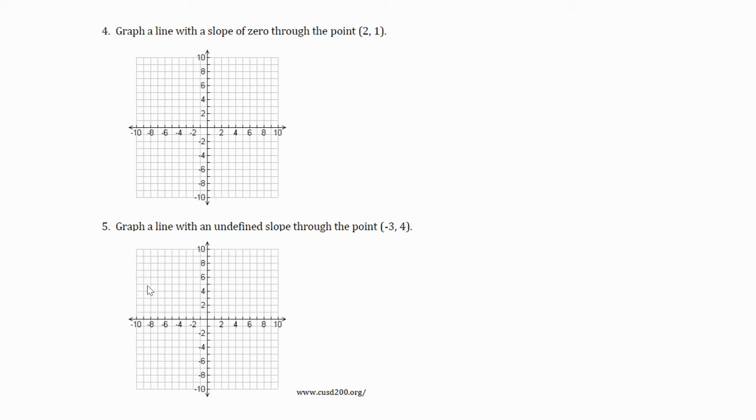All right, it says graph a line with a slope of 0 through the point 2,1. And so the point 2,1 is right here. And a slope of 0 is horizontal.